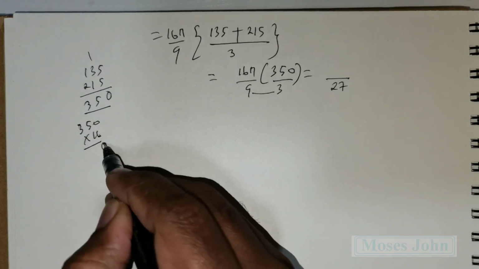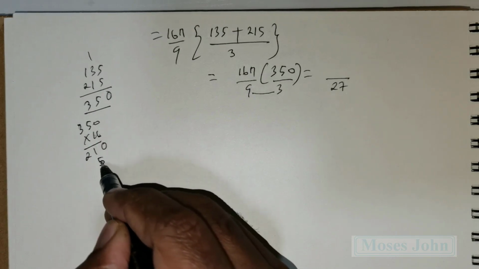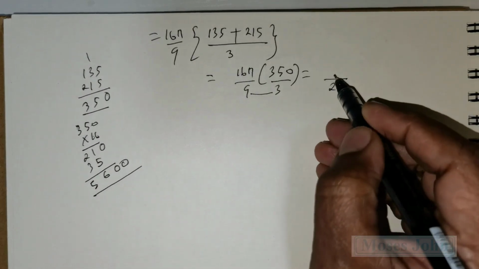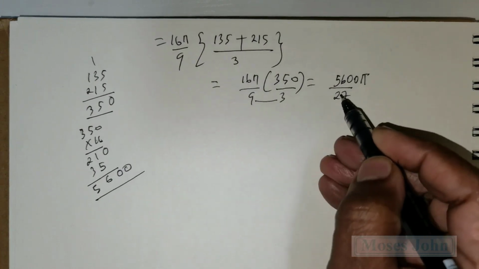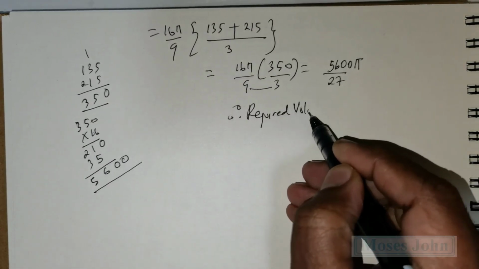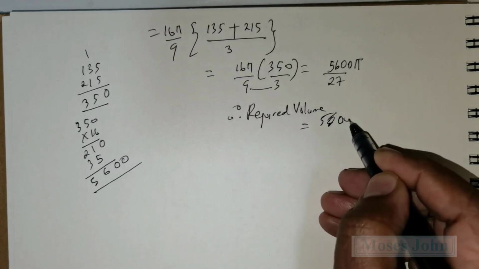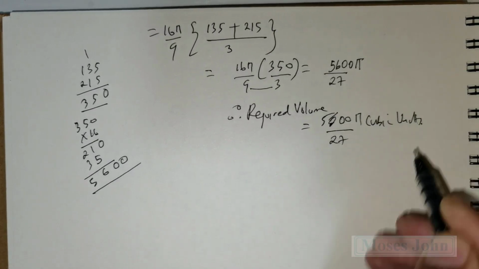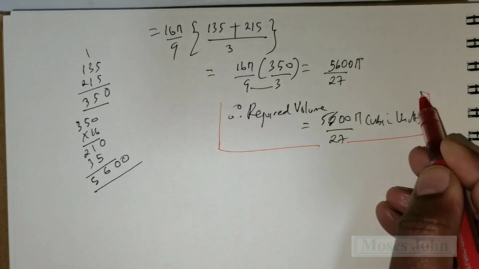So 6 times 5 is 30, you place a 0 there, and carrying on, this is equal to 5600 pi. Since we are dealing with the volume, therefore the required volume is equal to 5600 pi divided by 27 cubic units. So that is the final answer to the question.